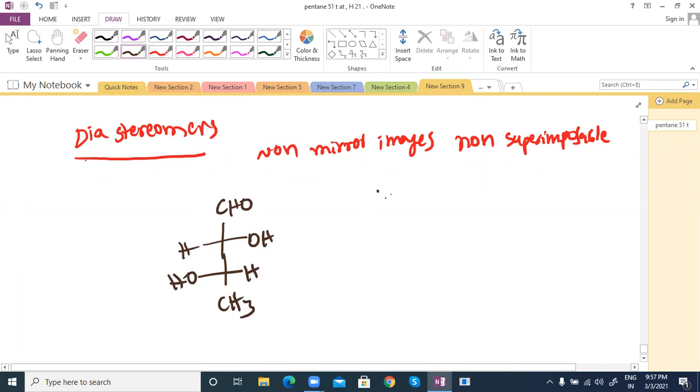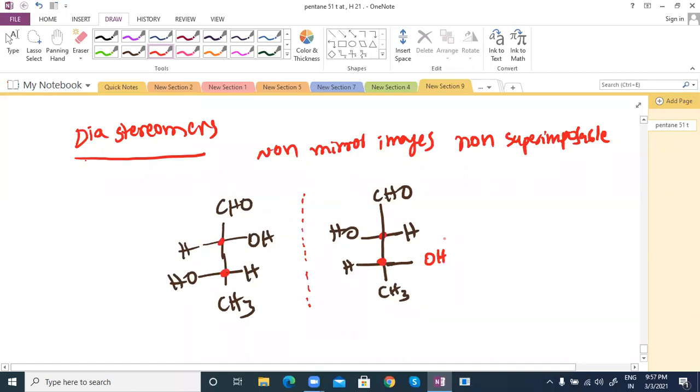Actually, I am showing this cross; the junction is one carbon. Two, yes, correct. Two chiral centers. You can give your answers through the chat box also. So two chiral centers. Are these mirror images of each other? Check it. Yes, these are mirror images.